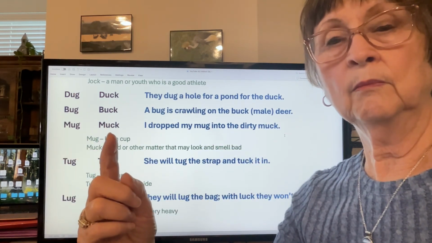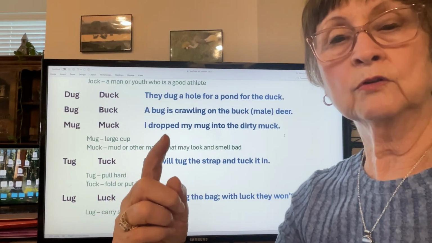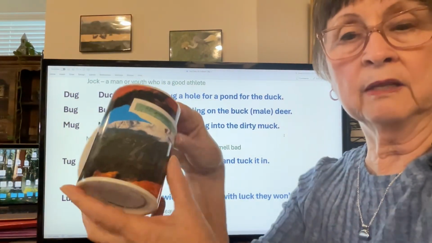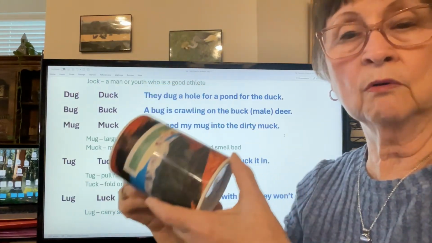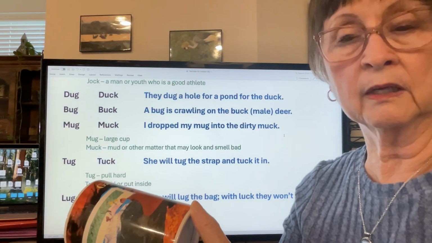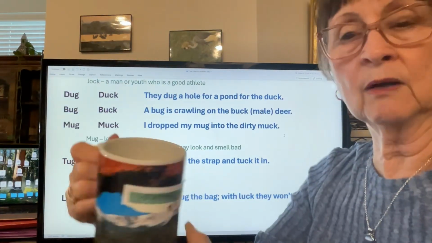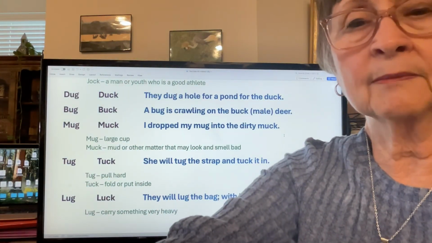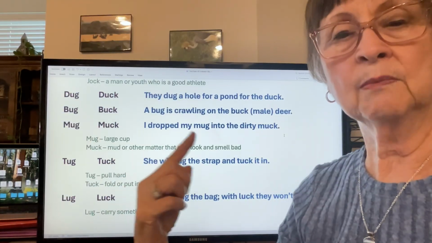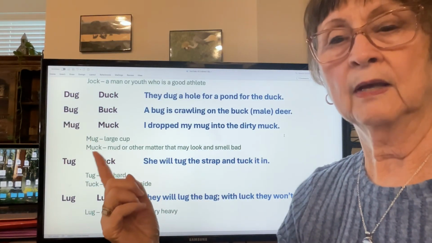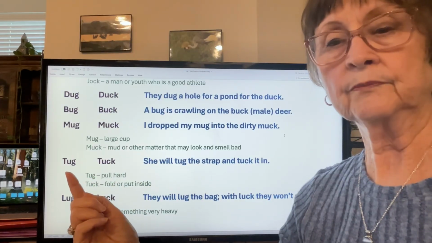Mug, muck. I dropped my mug, and a mug would be a big heavy cup like this, and I dropped it in the muck. It's dirty, yuck. I pick it up like, ugh. Pick it up because I don't want all that muck to get on me. I dropped my mug into the dirty muck. And I defined those already.